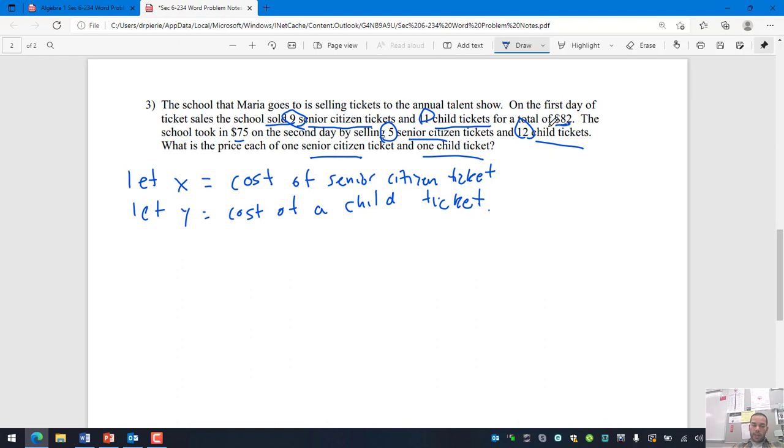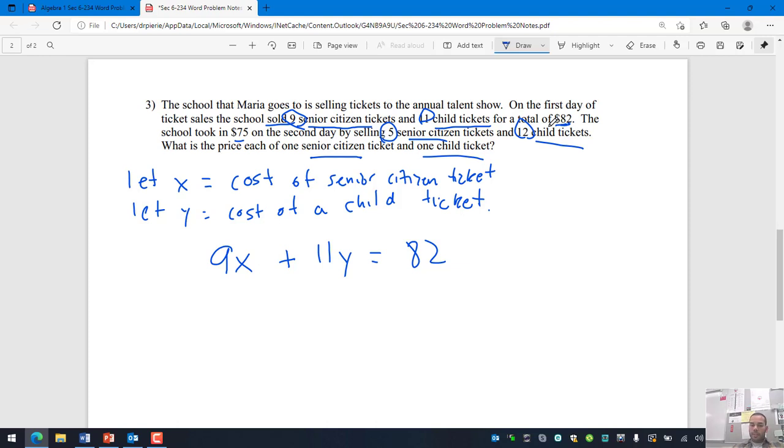If I'm writing this as a linear equation, I know I sold 9 senior citizen tickets, and for every senior citizen ticket I sold, I made X amount of dollars. So I'll have 9X for the money I made from senior citizen tickets, and then 11 child tickets. On top of the money from senior citizens, I'm also making money from child tickets. That'll be 9X plus 11Y is equal to 82. When I add the cost between my senior citizen tickets and my child tickets, I get a total of $82. So this is my equation for the first night.